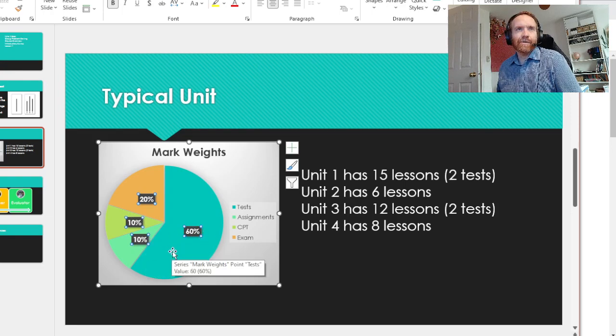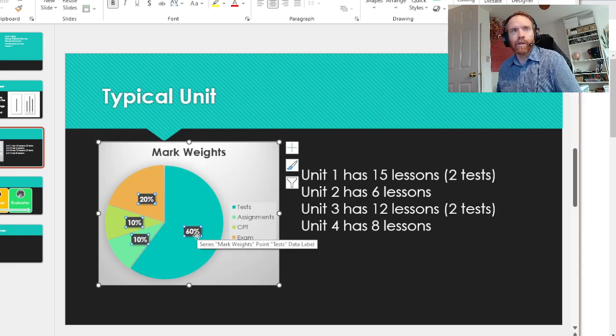Now, this isn't really set in stone. It gives you a kind of idea of what I'm thinking of. Maybe I'll make the assignments a bit higher and the tests a bit lower, but it won't change by very much, right? Maybe 5 points, 10 points here and there, just to give you a sense of it.